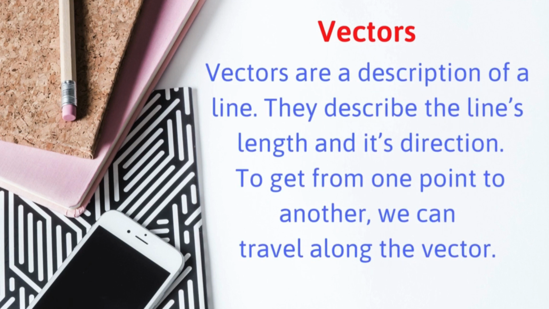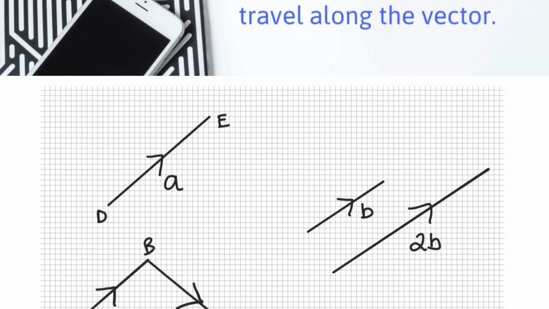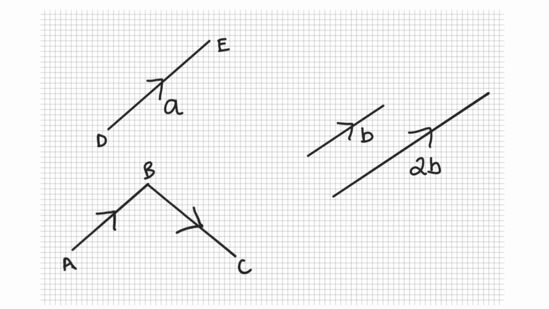Vectors are a description of a line. A vector describes the line's length and its direction. To get from one point to another, we can travel along the vector. For example, our first line goes from point D to point E, so we can write that as DE, with an arrow on the top.